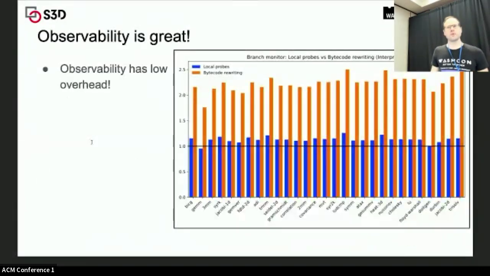So if you were to measure the overhead of this, this is actual performance data. If you were to implement branch profiling using bytecode rewriting, so actually intrusively modifying the WASM code by injecting instrumentation, versus doing a local probe in Wizard's interpreter, the blue is less overhead, around the order of 15% to 20% versus 2x with bytecode rewriting. But this is an interpreter.